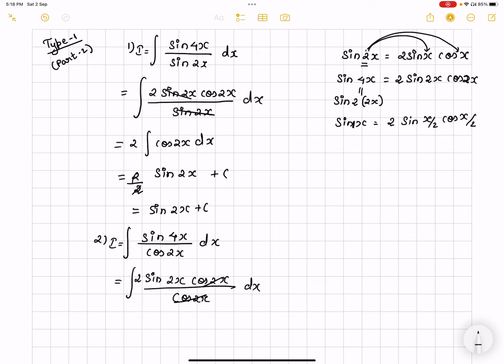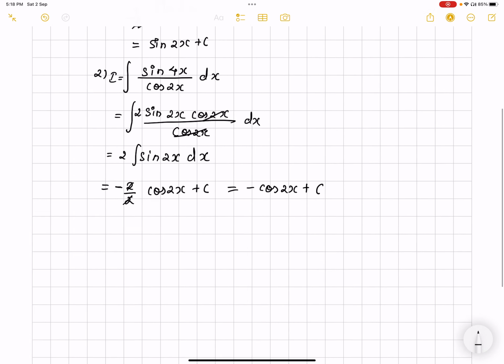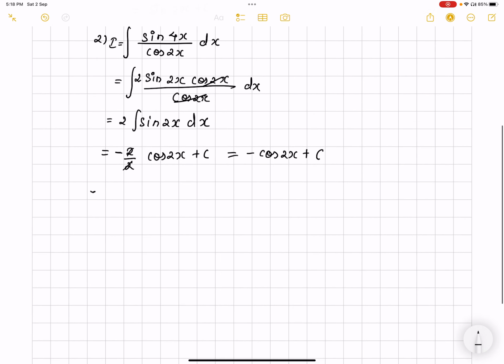Then cos 2x gets cancelled. 2 times integral sine 2x dx. When I integrate sine 2x, I would be getting negative of 2 by 2 cos 2x plus c. Which is nothing but, 2 and 2 gets cancelled, minus cos 2x plus c. Okay, a similar approach. Now the next one.